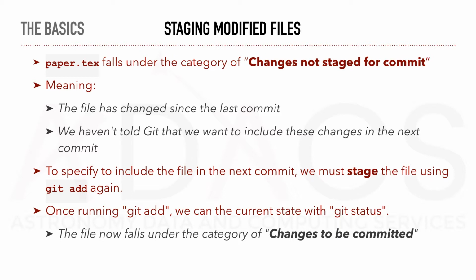To specify to include the file to the next commit, we must stage the file using git add again. Once running git add, we can see the current state with git status. The file now falls under the category Changes to be committed.